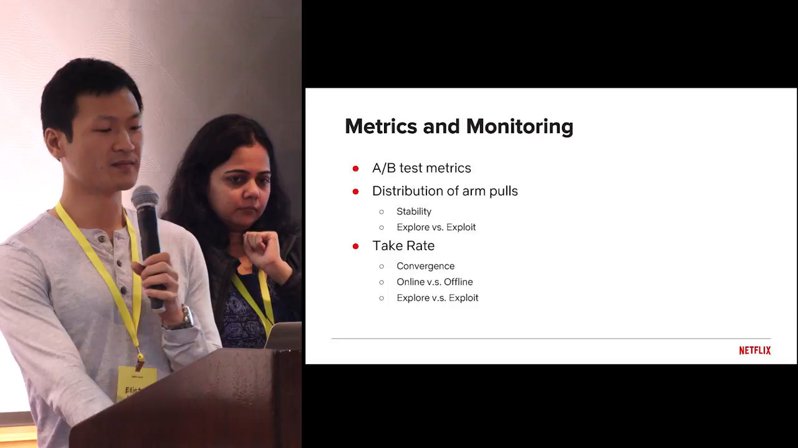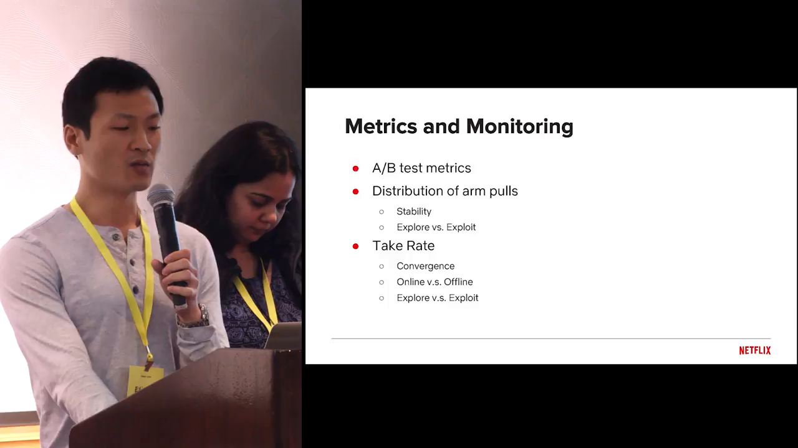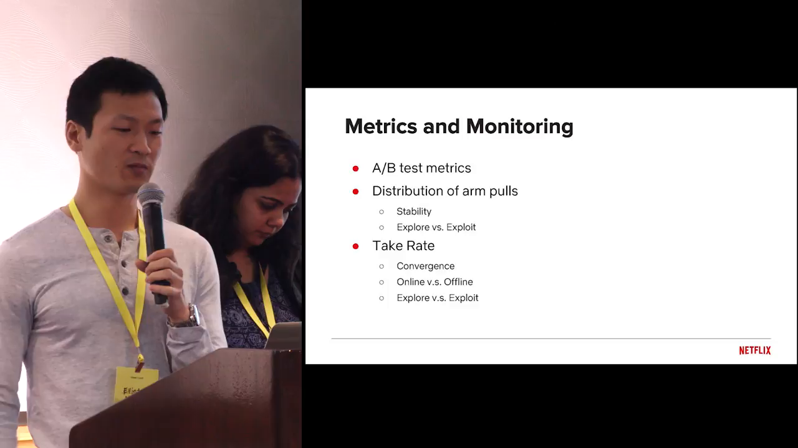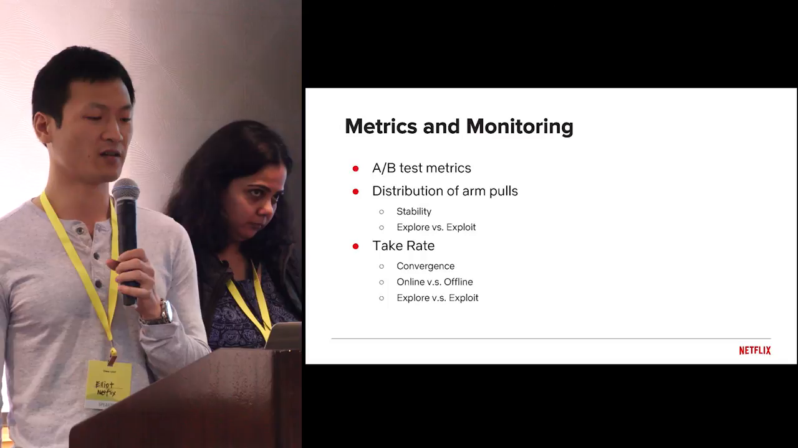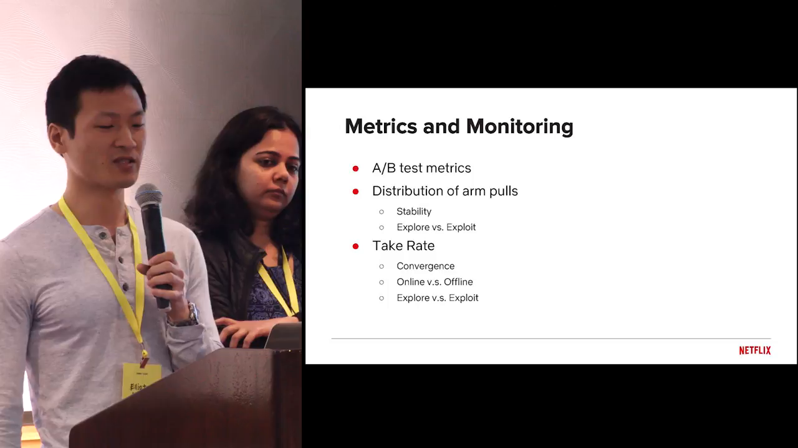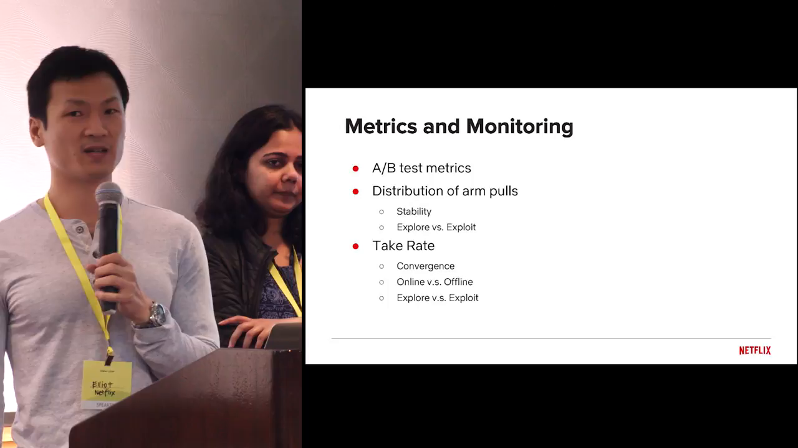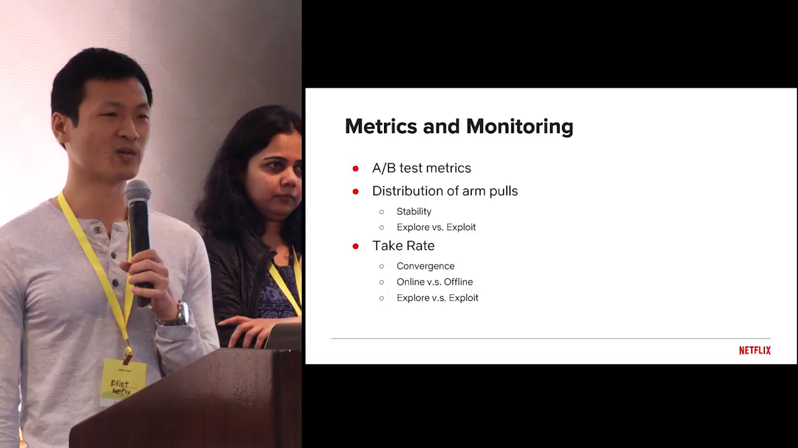We also want to look at take rate related metrics. So hopefully our model is learning and improving, so they should be converging over time and relatively quickly. We also want to compare online and offline results of our take rate estimates so that we know that they're at least directionally observing the same things. And we also, again, want to compare explore and exploit. So especially since explore is random, we would hope that our recommendations in exploit are better than random.